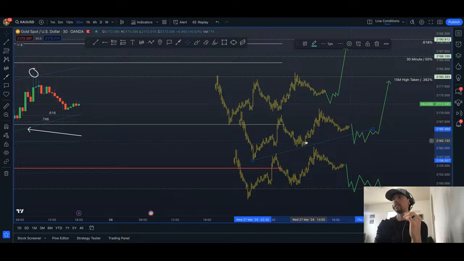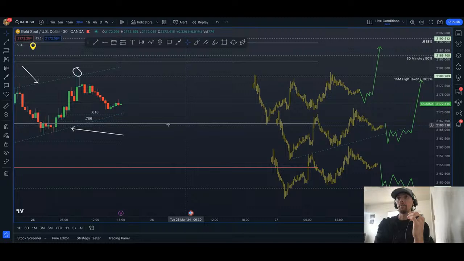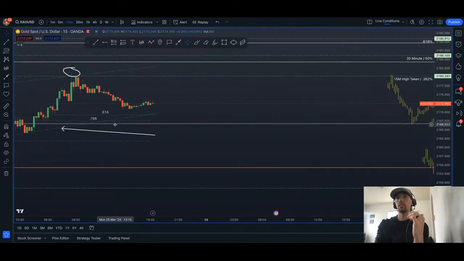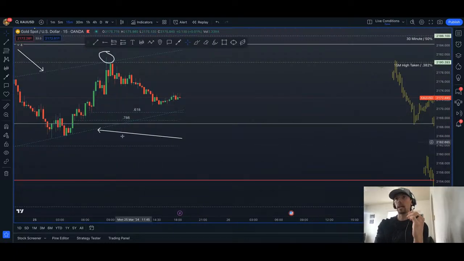Okay, where we get a close to the 76, which is a fib level. I'm also using some lows on the 15 here, which happen to line up with the Fibonacci level 618 and 786. So I'm just kind of using it as an extra guideline.